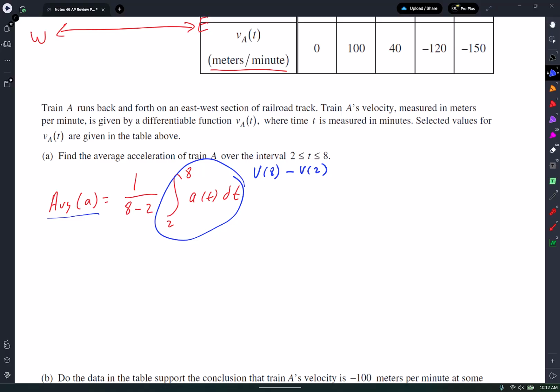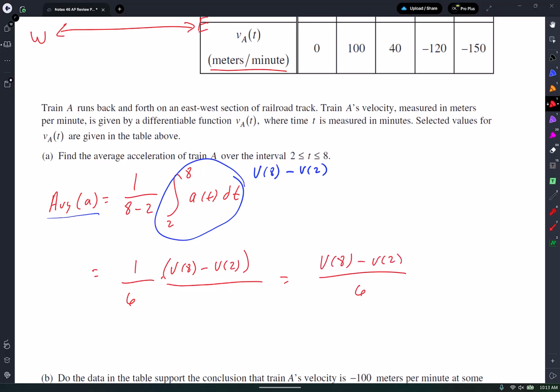Check it out, guys. All I'm going to do is 1 over 6 times the quantity V of 8 minus V of 2. Maybe I would not have written it this way. I probably would have written it immediately like this: V of 8 minus V of 2, over 6.